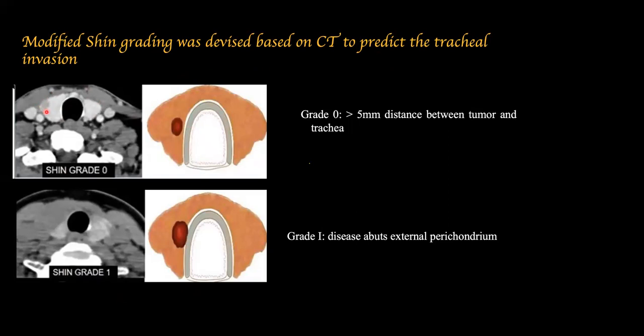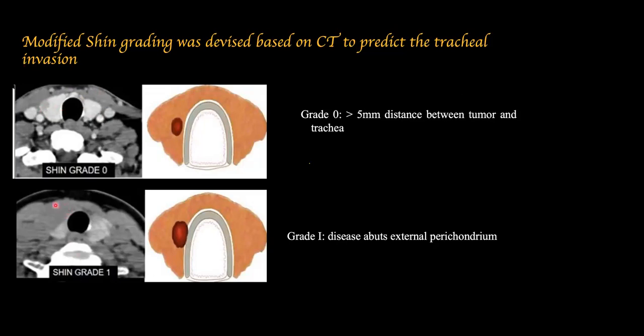thyroid is bright on CT scan. The nodule therefore will appear dark. Okay, so you can see this is the normal thyroid. Even in non-contrast CT, the normal thyroid is dense, hyperdense, bright. And if there's any nodule, it will appear darker than the surrounding tissue. So you can see there's a more than 5 millimeter distance. So definitely there is no tracheal invasion, so grade 0.